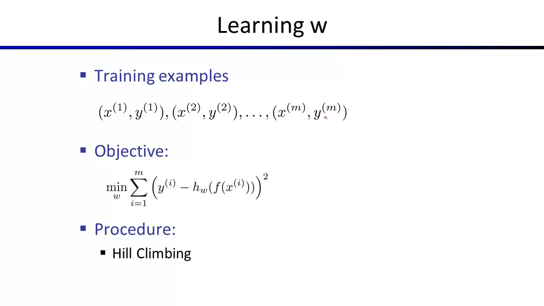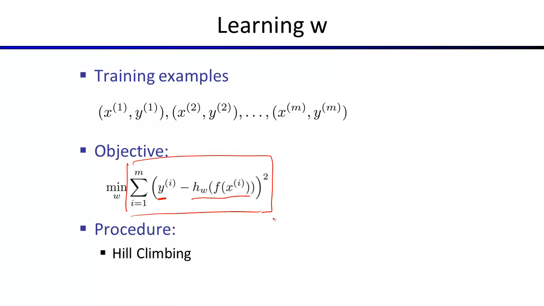For each of our training examples, we look at the difference between the label associated with that training example and the prediction our neural net is making for that training example. That prediction depends on the choice of the weights. For our current choice of weights, we can evaluate this quantity over here, and that tells us how good that set of weights is in terms of fitting our training examples.